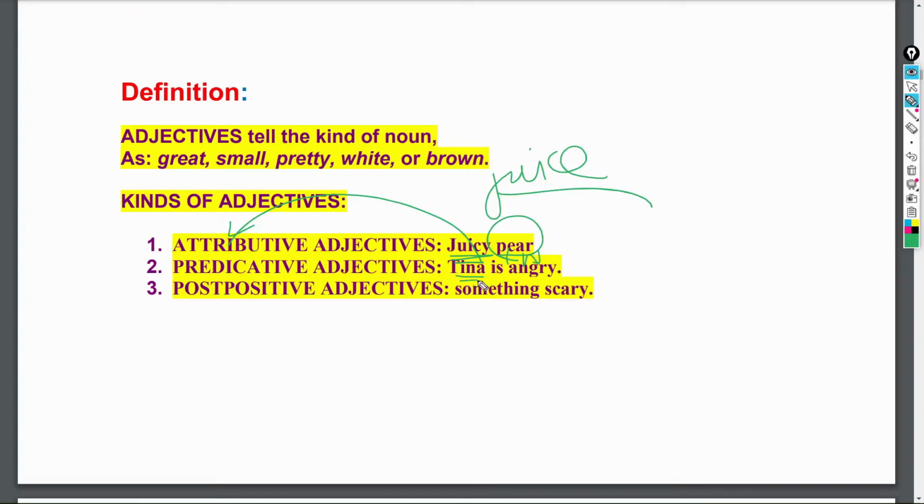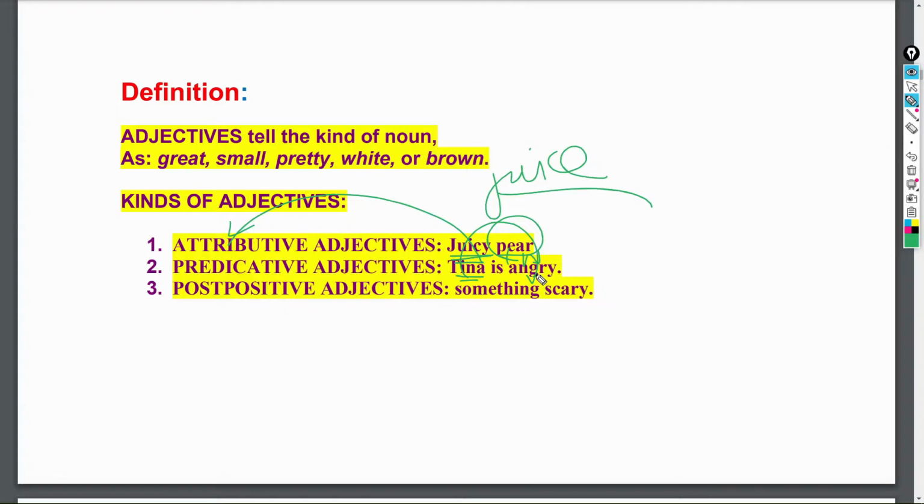This Tina is the noun. और Tina का मतलब जो predicate है, that is angry, and it tells this actually what? This angry is the state of the mind, and this is related to Tina, and this is an adjective, and it tells about some predicate. Okay, it tells about the predicate, and therefore it is a predicative adjective.